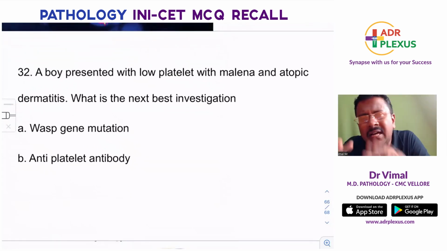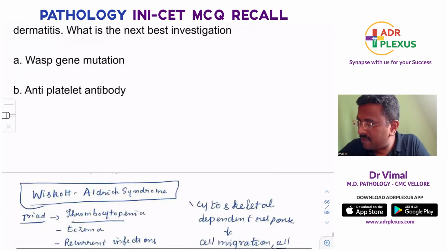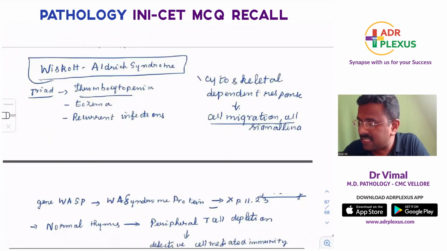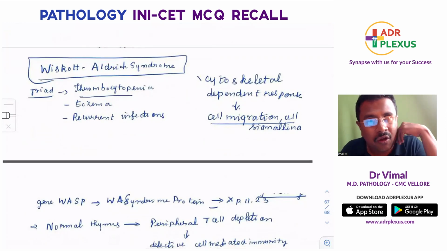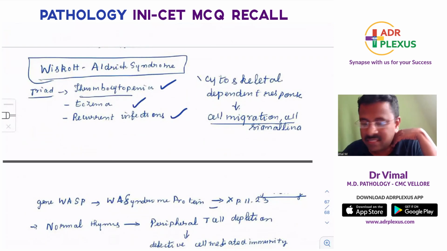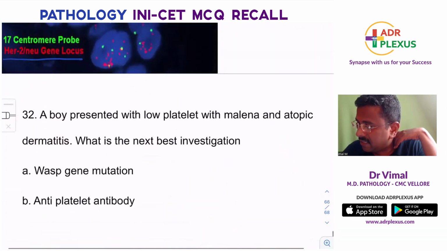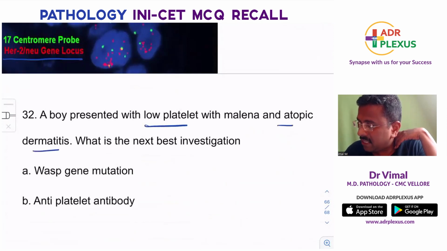Then the other question: a boy presented with low platelets, melena and atopic dermatitis. What will be the next best investigation? I could not get more options from you; the two options I got are WASP gene mutation and antiplatelet antibody. What we discussed is that it is Wiskott-Aldrich syndrome. You have a triad of thrombocytopenia, eczema, and recurrent infections. The examiner has given low platelets and eczema in the form of atopic dermatitis. The low platelets will be the cause of melena.